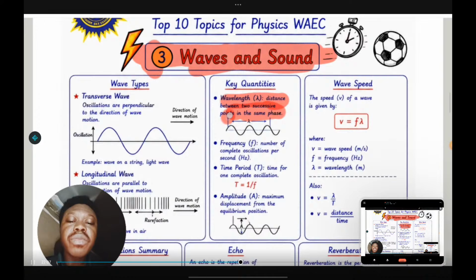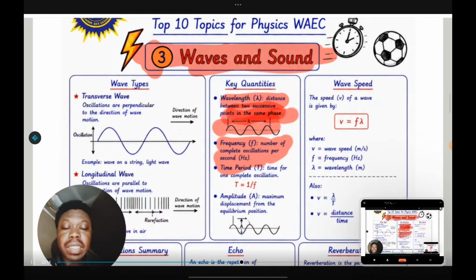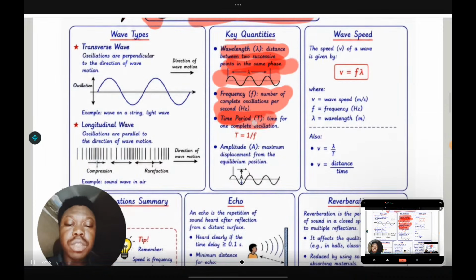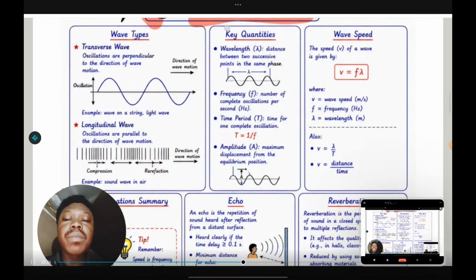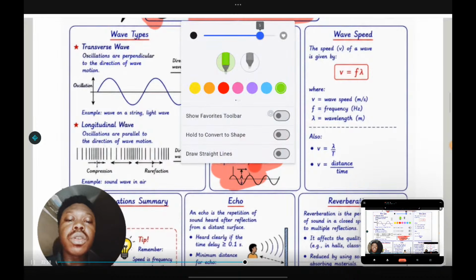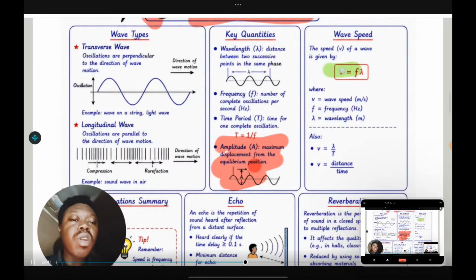Wavelength: distance between two successive points in the same phase. Then frequency is the number of complete oscillations per second. And then time, which is period, is the time taken for one complete oscillation, and it is given as 1 divided by frequency, because frequency and period are inversely proportional to each other. Then we have the amplitude, which is the maximum displacement from the equilibrium position. Is that clear? Please take note of this formula.